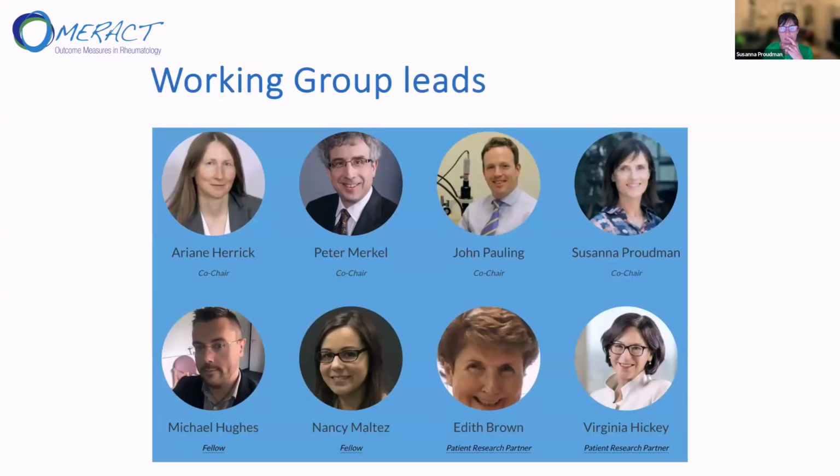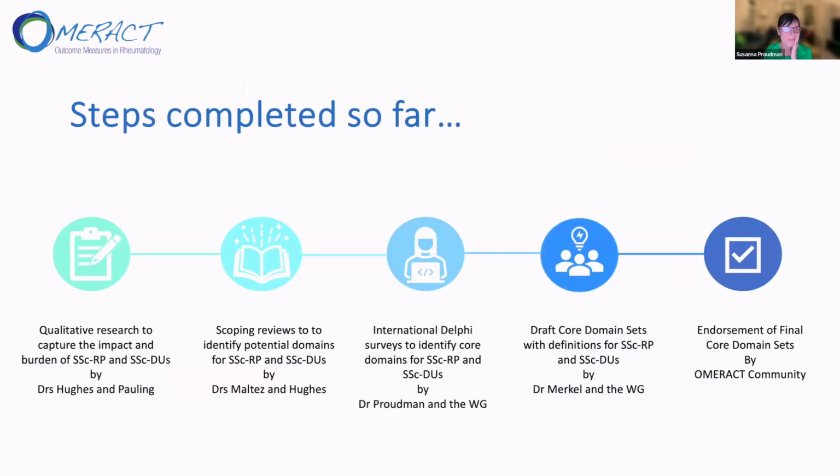These are the leads in the working group. We cover 4 continents. We have 4 co-chairs who come from 3 different countries, or 3 continents actually, 2 fellows, one from the UK, one from Canada, and 2 patient research partners, one from the UK and one from Australia. And this was what was summarised in the recent online polling, which is an overarching view of all the steps completed so far.